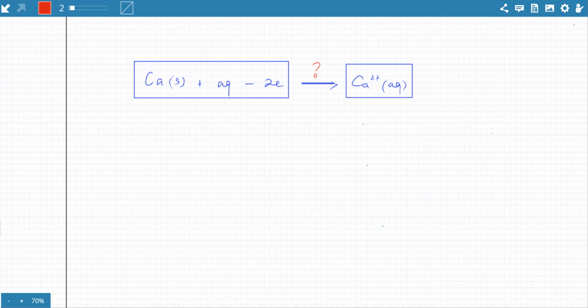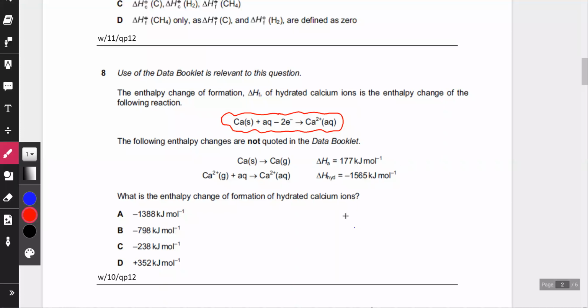What I'm going to try and do is create this other path, and see if I know the enthalpy change of this other path. As long as I'm reaching the same point, the enthalpy change, the energy change, would be exactly the same. In the question we were doing, there were two reactions whose enthalpy changes were already given. One was the energy change if calcium solid changes into calcium gas.